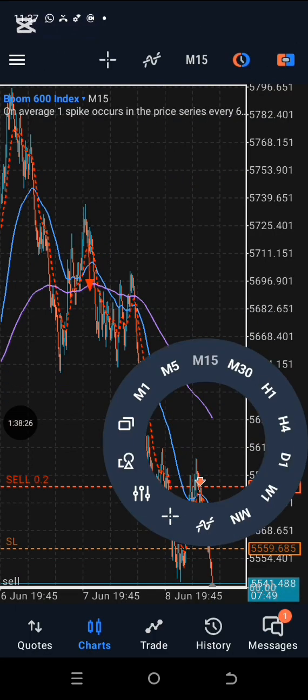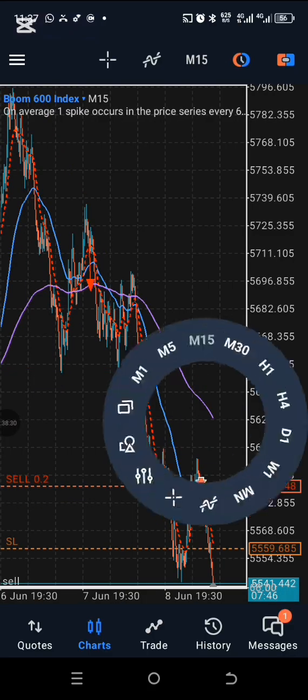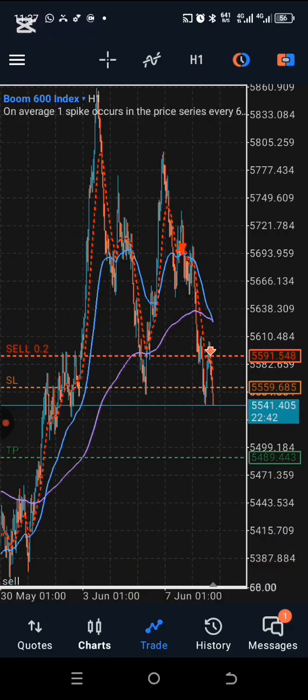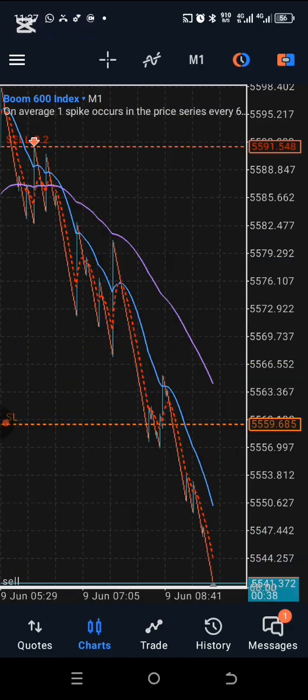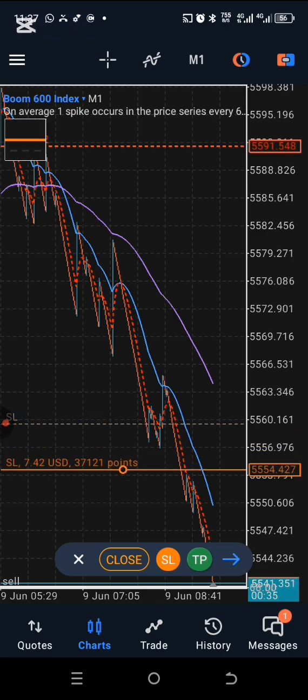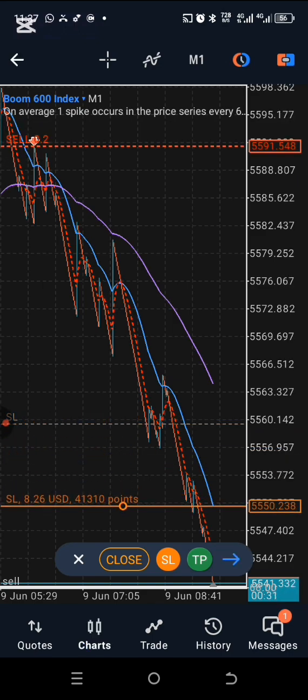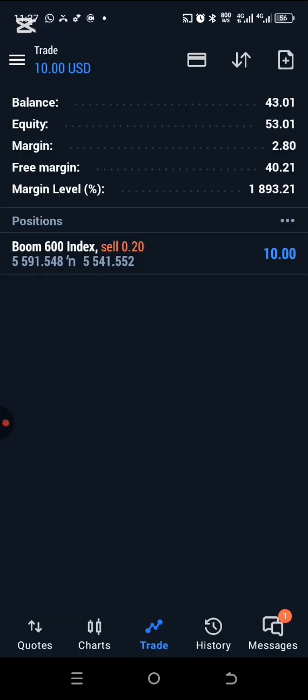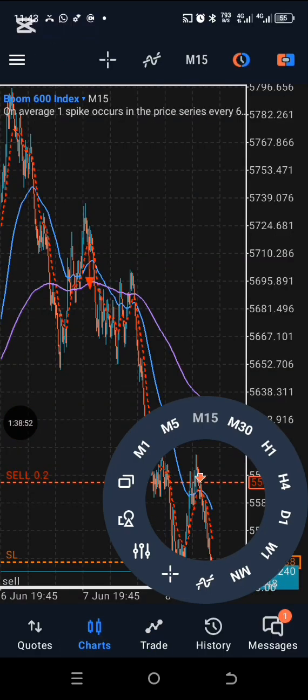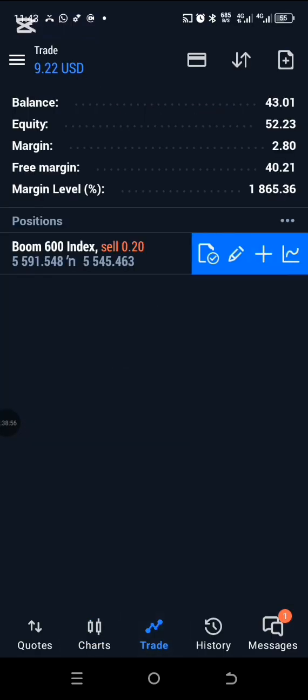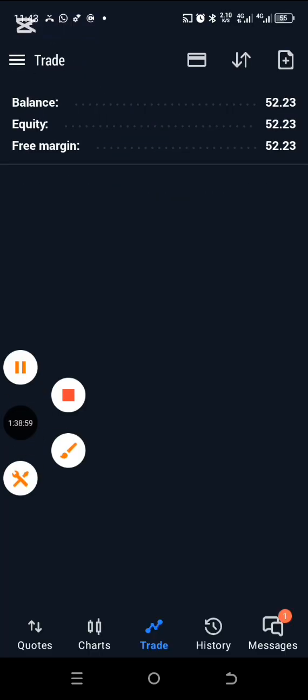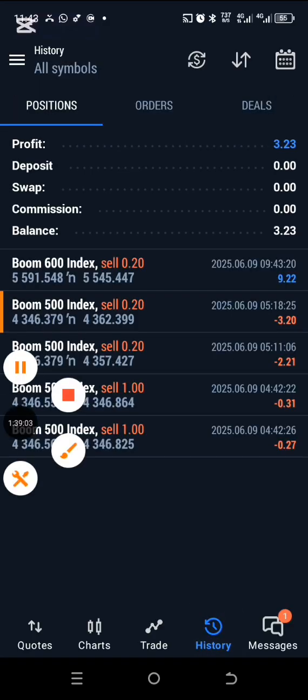I know that very soon it will be hit, because there's also an equal low over there. Let's just see. $10 profit, and now if I adjust our stop loss over here, we know that we have recovered the loss that we had on Boom 500. Let's just close, because it has already spiked. And as you can see, that's it.